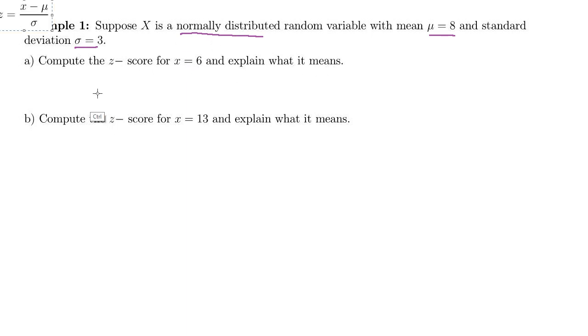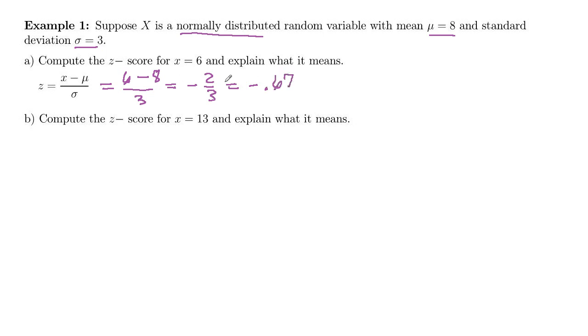So our z-score formula, remember, is x minus mu divided by sigma. So our x value here is 6, minus our mean is 8, and then we are dividing by sigma, which is 3. So this would be negative 2/3, which as a decimal is about negative 0.67. The negative indicates that we're below the mean, and we're 67 hundredths of a unit below the mean.